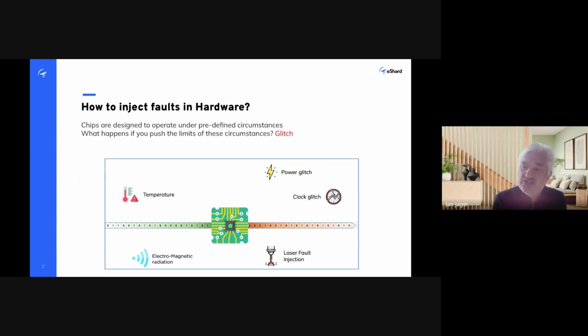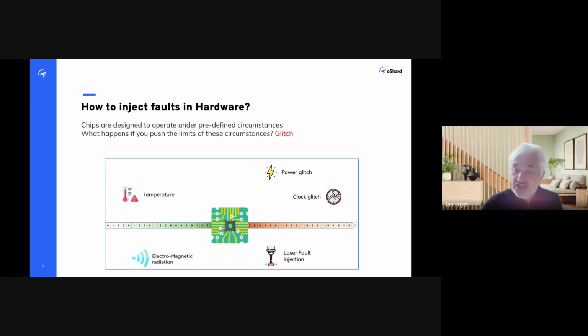So power glitching is actually playing with the voltage, and I'm going to show you a little bit in the next slide how that would work. Power glitching is, I think, one of the easier things to perform if you want to do some fault injection.